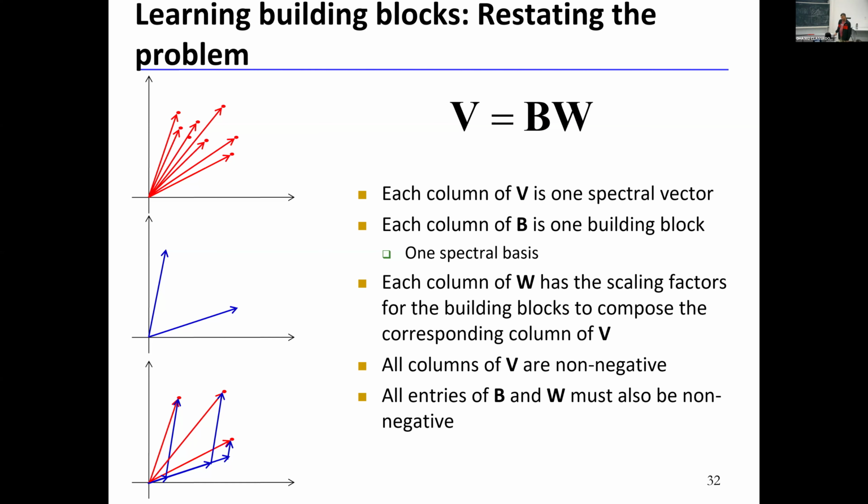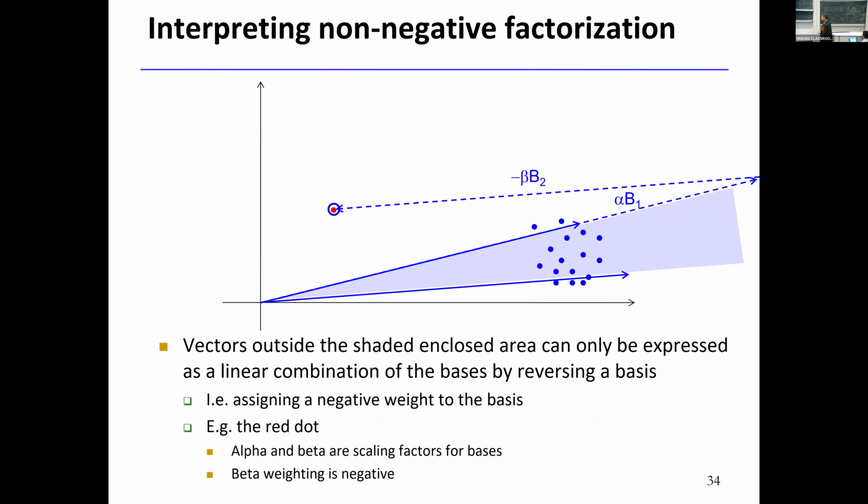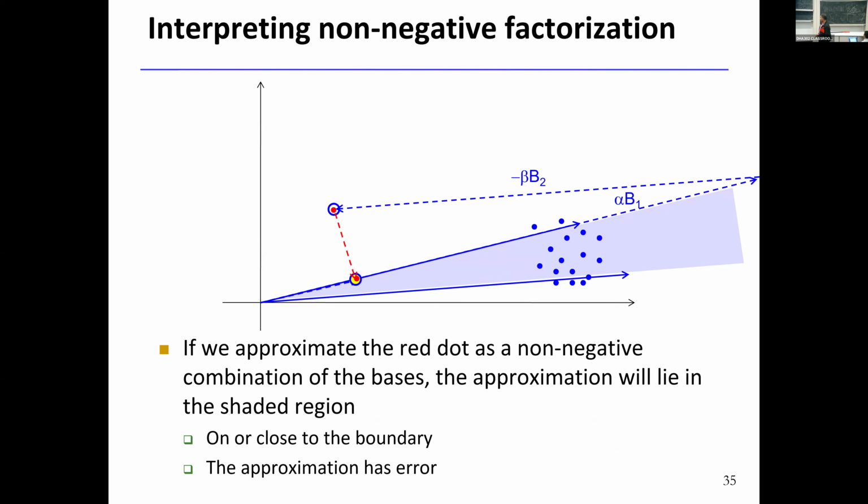And each column of W has the scaling factors that compose the corresponding column of V. Again, this is what it is. When I'm trying to learn, the bases are non-negative. They lie in the positive orthant. And so the blue lines represent the bases. Any vector that lies within the bases is going to be a positive combination of these guys. Any vector that lies outside is going to have at least one of these weights be flipped. And given a bunch of data, there will be an error, right? The closest non-negative composition I can find is going to be on the boundary of the cone. And so there will be an error.